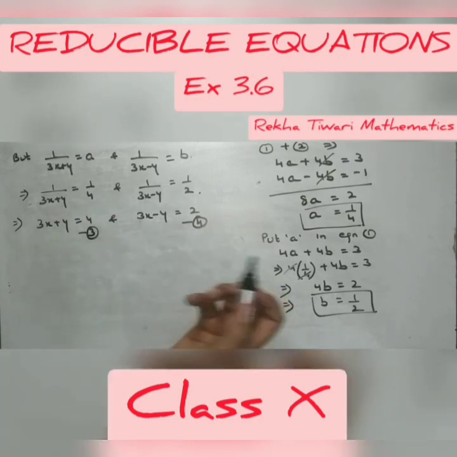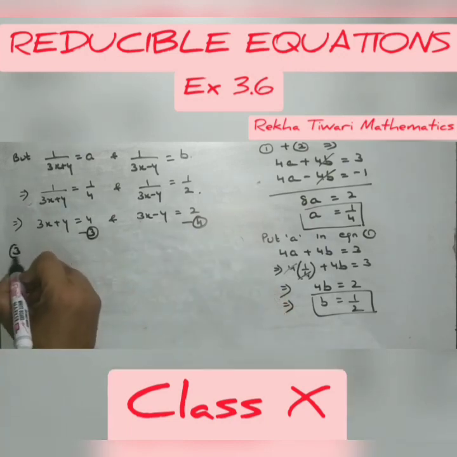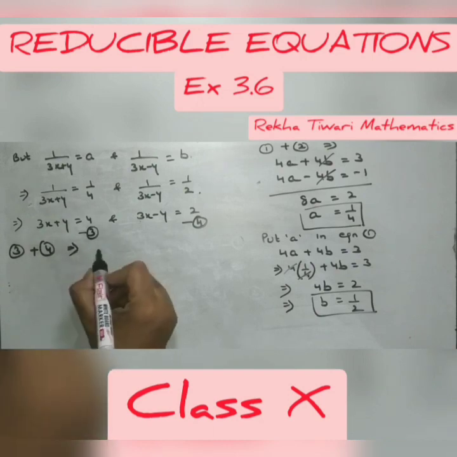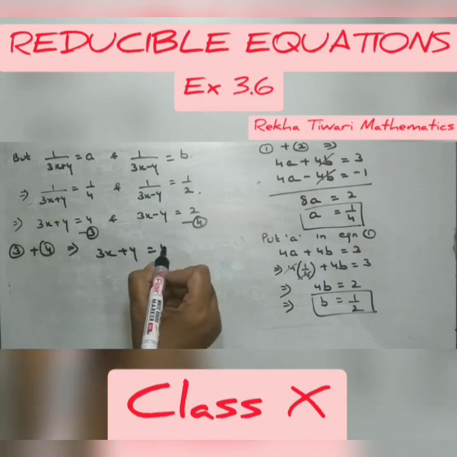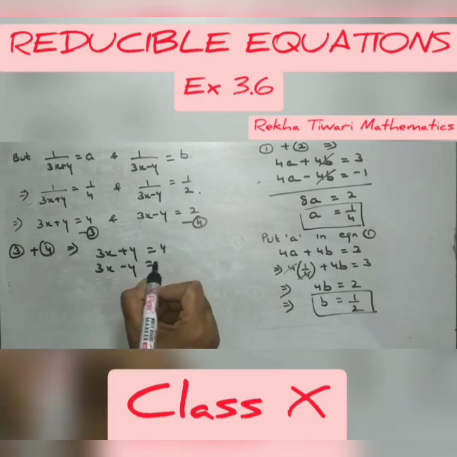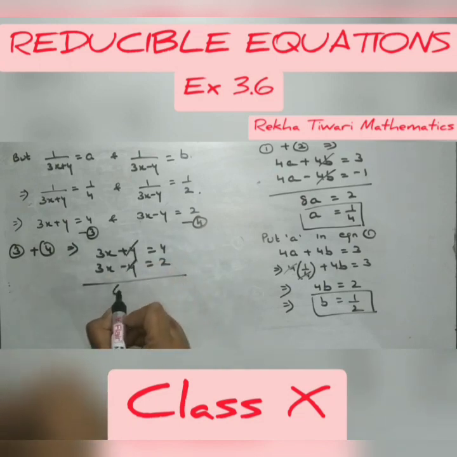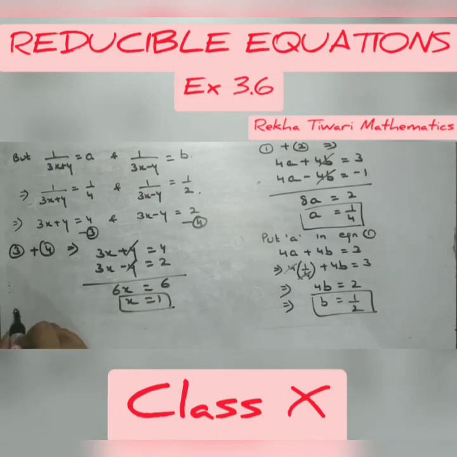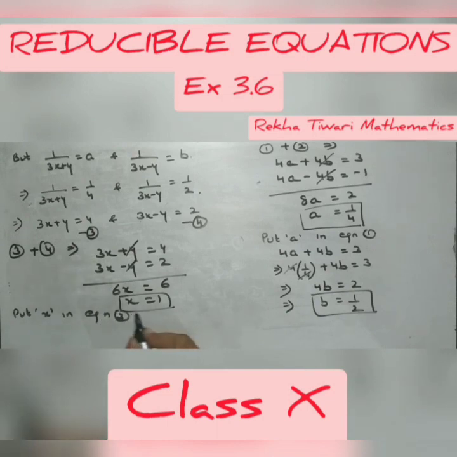So you can add these two equations. So 3 plus 4 implies 3x plus y equal to 4 and 3x minus y equal to 2. If you are going to add this, y cancels. 6x is equal to 6, x is equal to 1. Put x in equation 3. So this implies 3 into 1 plus y is equal to 4, implies y is also equal to 1. 4 minus 3 is 1. So this is the solution.